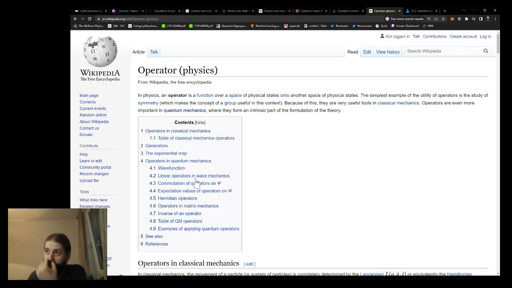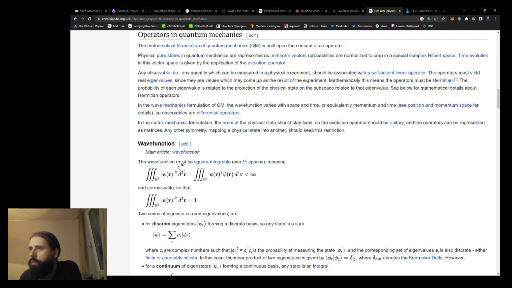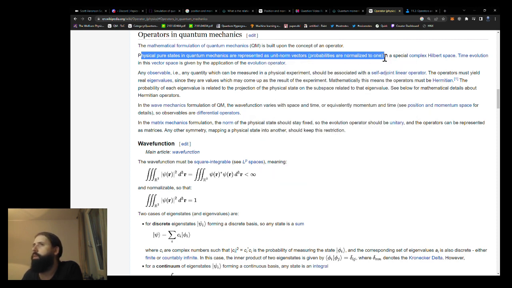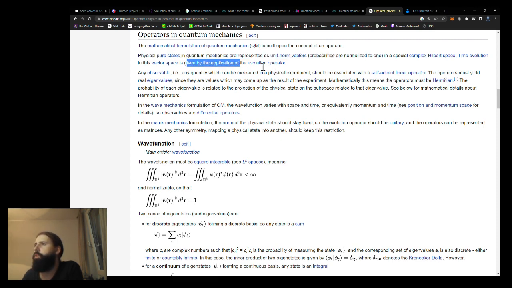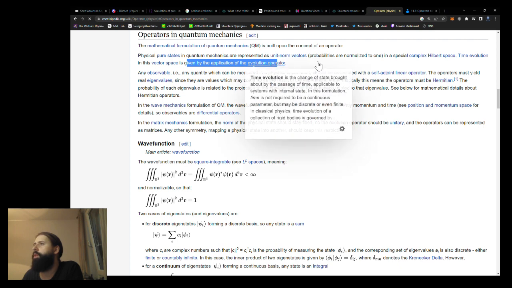So essentially, in physics, an operator is a function over a space of physical states into another space of physical states. The simplest example of the utility of operators is a study of symmetry. Operators in quantum mechanics: physical pure states in quantum mechanics are represented by unit norm vectors. The time evolution in this vector space is given by the application of the evolution operator.